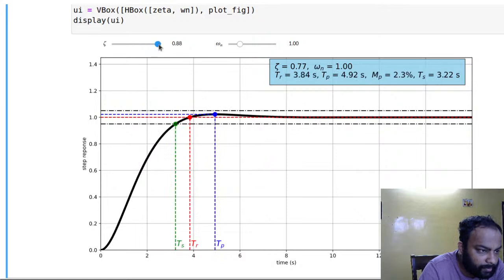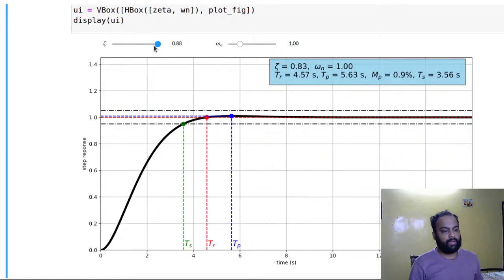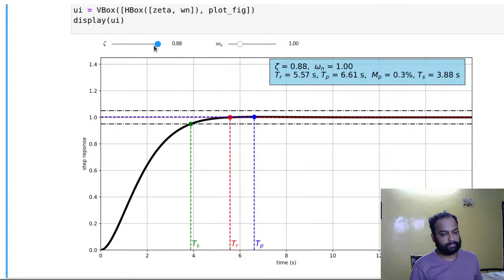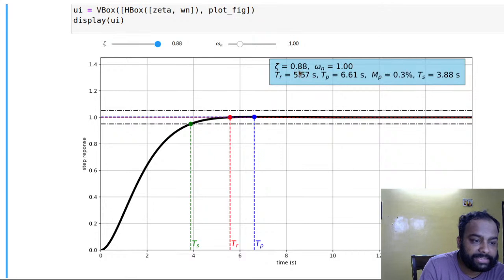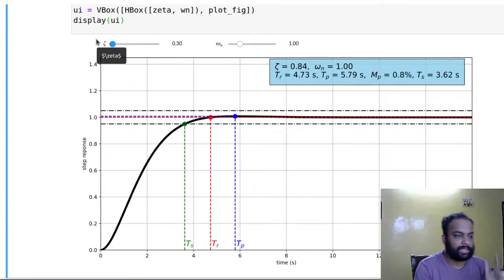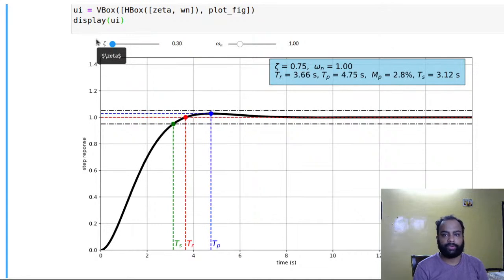Right? So that peaky nature is gone, right? Kind of. And don't worry, this is advanced Python programming, right? Of course, now here in this example, zeta is 0.88 and omega n is equal to 1, right? All right. So let's go back with smaller values. Now we have made zeta equal to 0.3.